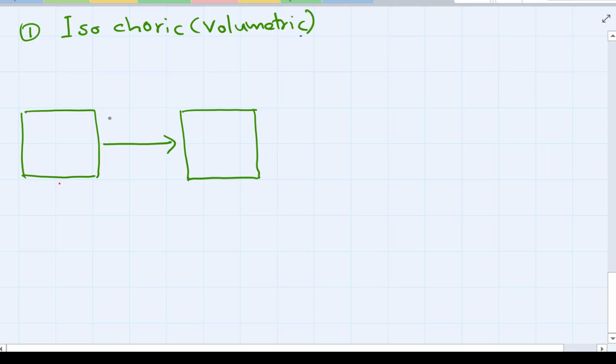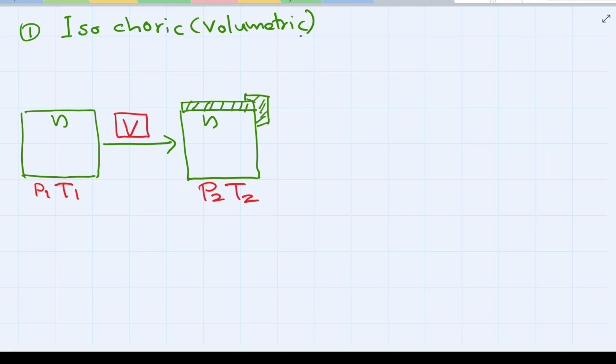So let's draw 2 cylinders, 2 boxes, with the same number of gas moles added and a constant volume V in a box. It doesn't change. So P1 T1 goes to P2 T2, the pressure and the temperature. Let's say the piston is sealed with a lid, a metal clip. So that means no work. That means W is 0. That's how you can remember. The piston is locked, no work done.